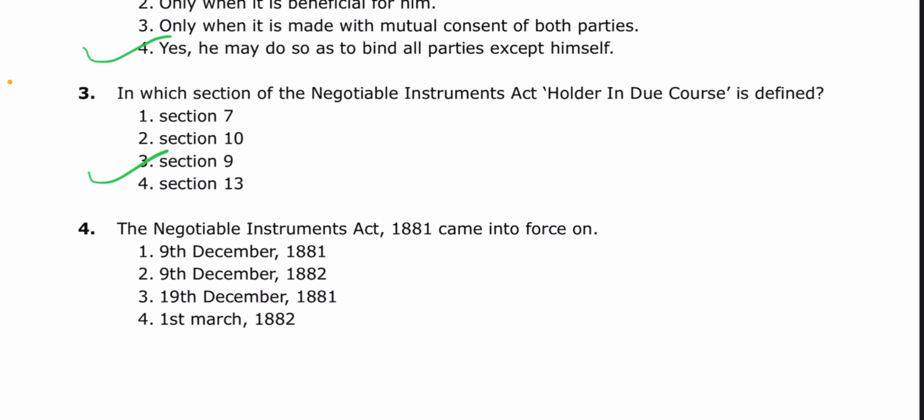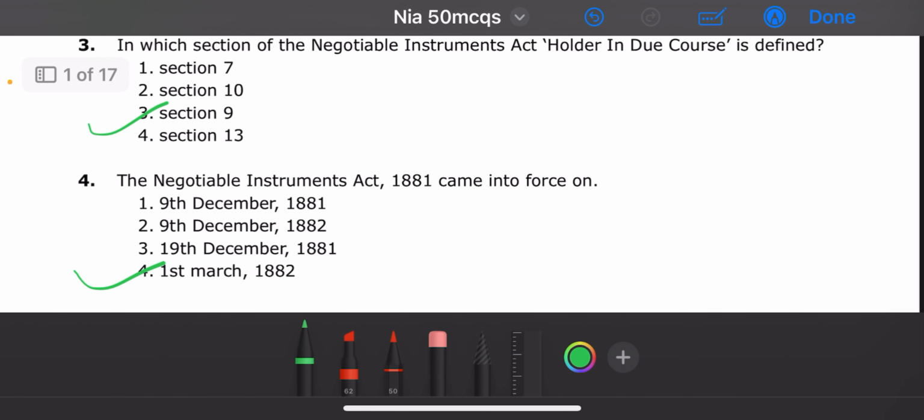Next question, the Negotiable Instruments Act 1881 came into force on? The options are: first, 9th December 1881; second, 9th December 1882; third, 19th December 1881; or fourth, 1st March 1882. The correct answer is fourth, 1st March 1882.